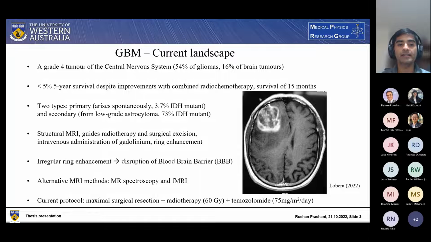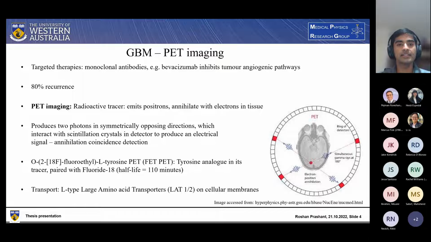Alternative MRI methods such as MR spectroscopy and functional MRI have also been used to try and complement the structural MRI methods. The current protocol regarding treatment for glioblastoma involves maximal surgical excision followed by radiotherapy, with the dosage usually around 60 grays, delivered in 30 fractions, and concurrent use of temozolomide, which is a chemotherapeutic agent. Targeted therapies have also been used to try and treat glioblastoma, such as monoclonal antibodies, since these inhibit tumor angiogenic pathways, and these have had some success as well.